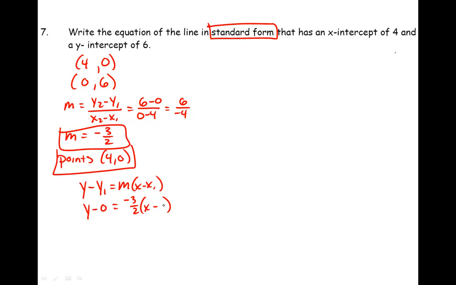Oops. It would be x minus 4. Then I would go ahead and distribute in the negative 3 halves. Negative 3 halves times negative 4 is going to be positive 6. Now at this point I can go ahead and take that equation and I can get rid of my fractions, so I multiply both sides by 2.